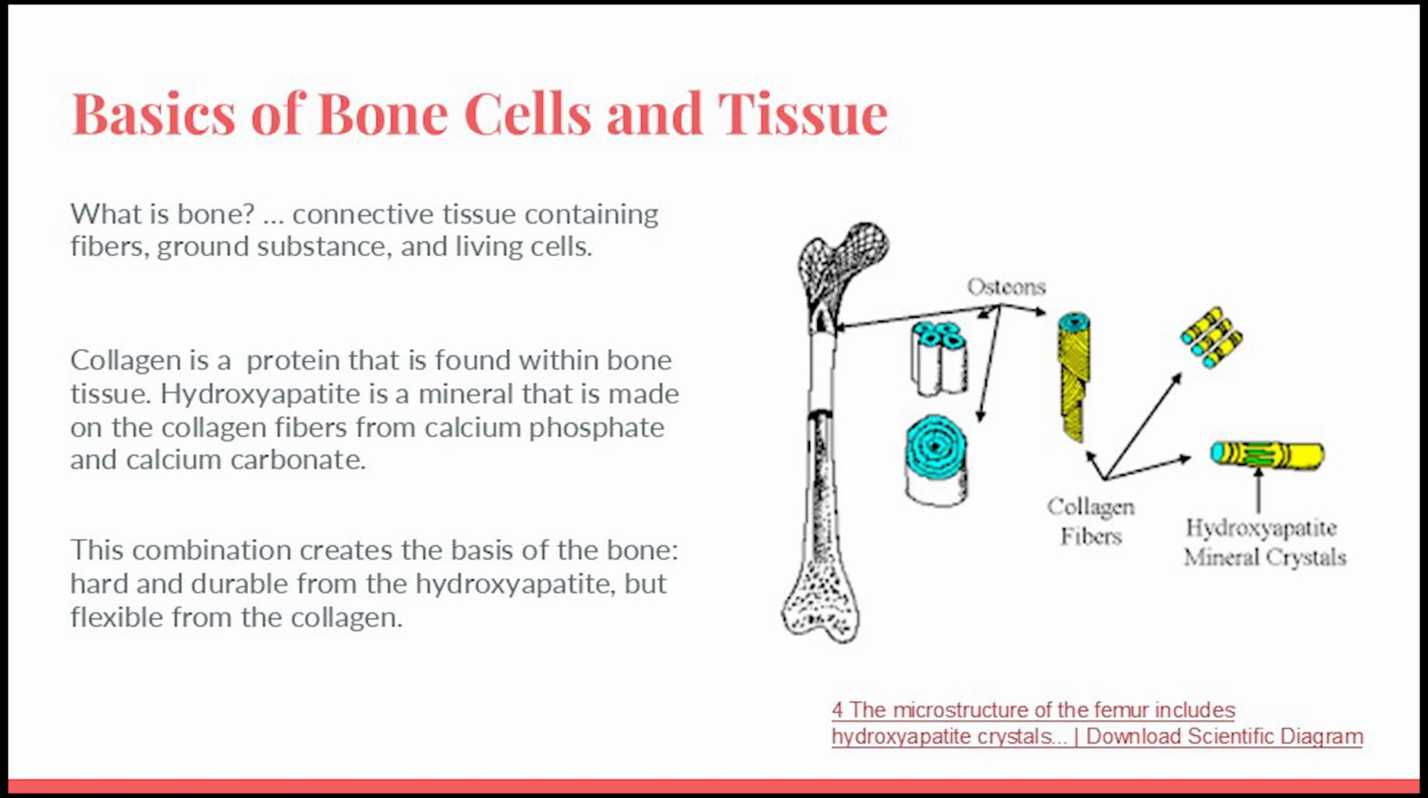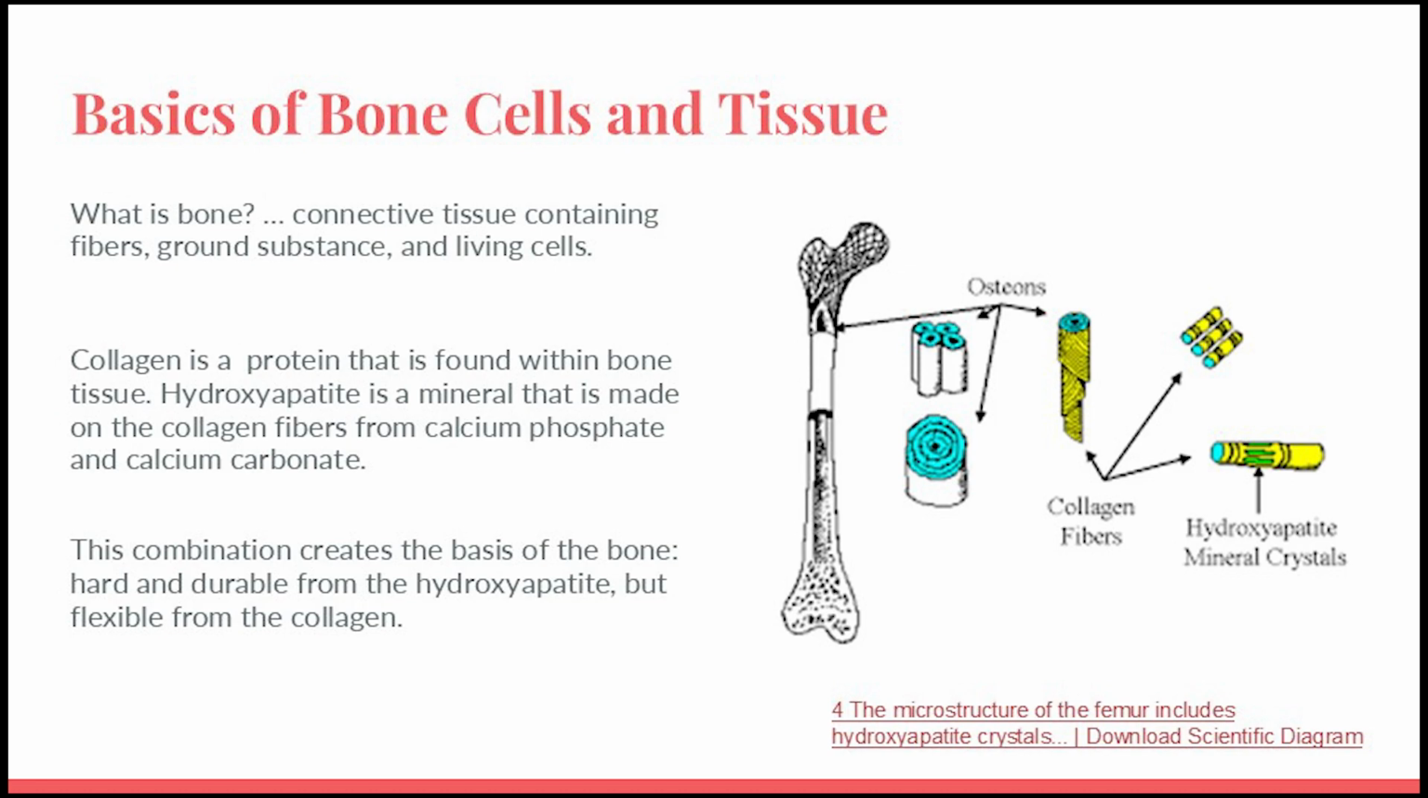The basics of bone cells and tissue. So we all know what bones are generally, that our body is filled with them, but what are they actually made of? Bone is a connective tissue containing fibers, ground substance, as well as living cells. So this diagram on the right here shows the breakdown of all of these different pieces that make up bone. So we have the big bone here, and then one of the main components of bone is collagen. As you can see here in this image, we have collagen.